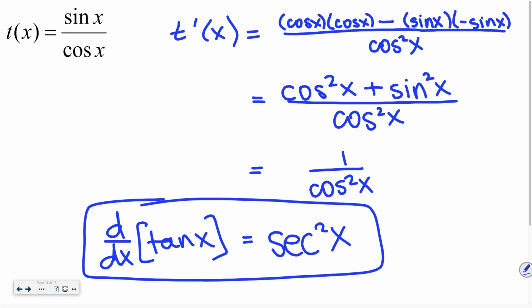Is there a cosecant or a cotangent? We're going to talk about those tomorrow. How does it get to be 1 over cosine squared x? Cosine squared plus sine squared, that's the Pythagorean identity. It equals 1.